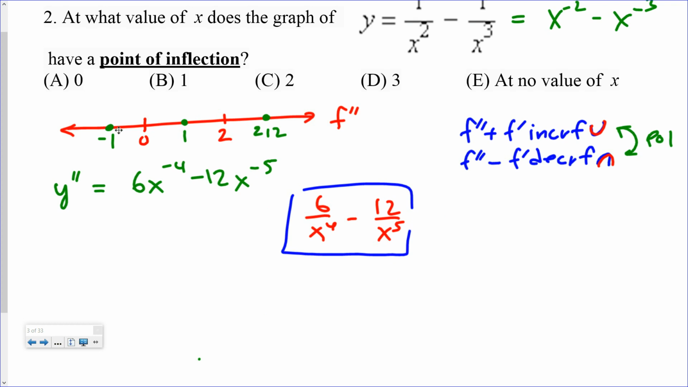All right, so what I'm going to do is plug in -1. If I plug in -1, I get 6 over 1 minus 12 over -1. And I just need to know positive or negative. Is that positive or negative? Positive.